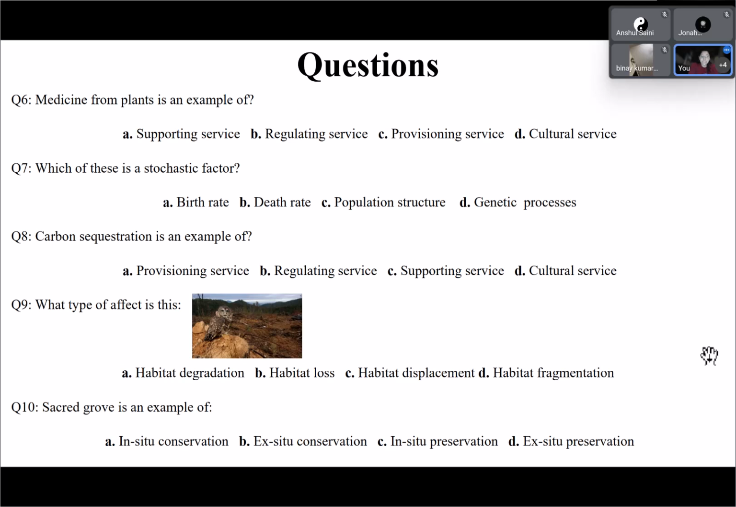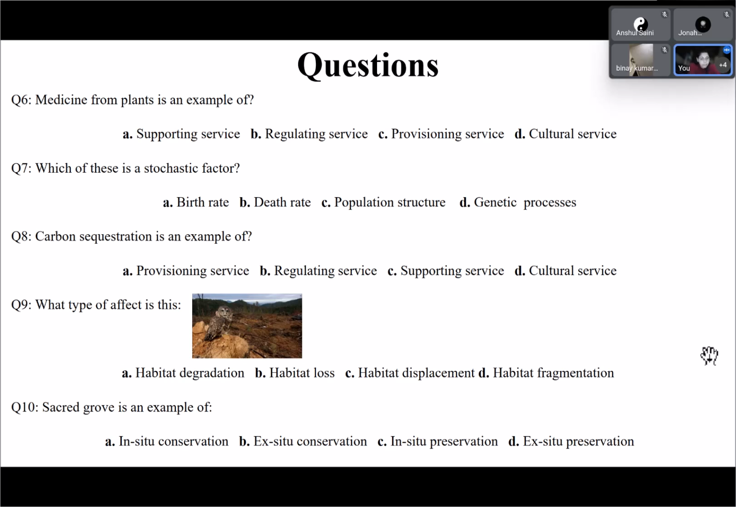Habitat loss, habitat degradation, habitat displacement, habitat fragmentation have been extensively used during the course of all the different problem solving sessions. And even though they look very similar to each other, degradation looks similar to displacement and fragmentation, they all mean something very different. So that's why this image is here. We have of course discussed this in the problem solving session. Look at this image there.